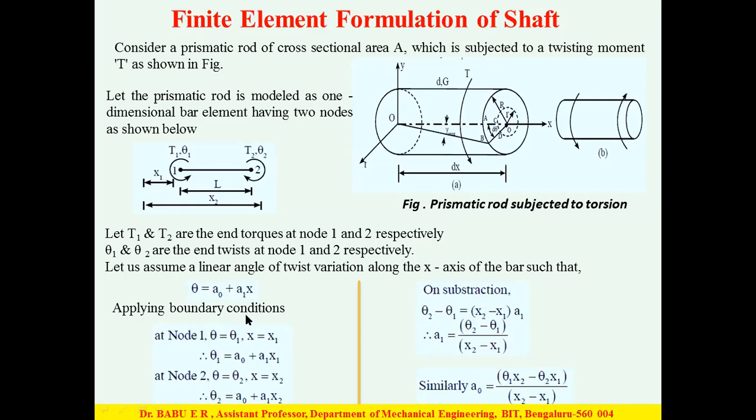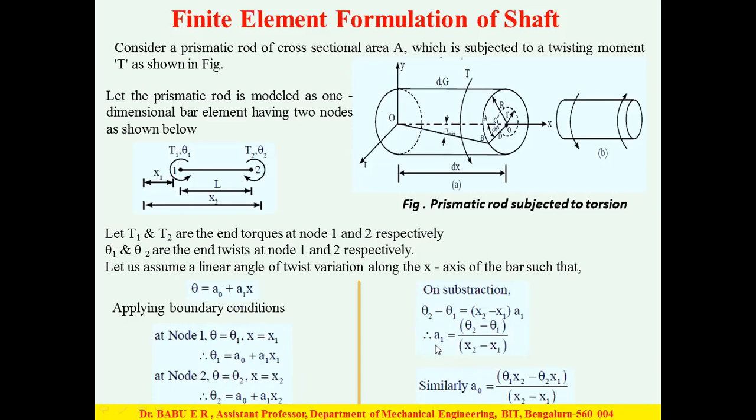Again, in the equation, I have to find one more constant, that is a0. Now you substitute the value of a1 into either this equation or this equation, and solve for this. Similarly, we will get the value of a0. So a0 equals theta 1 x2 minus theta 2 x1 divided by x2 minus x1.